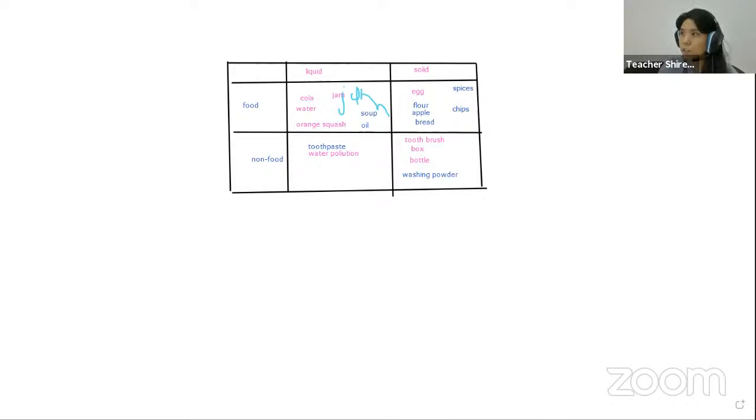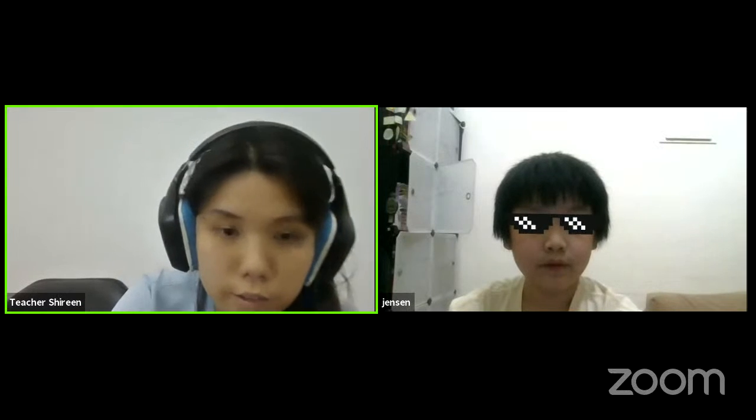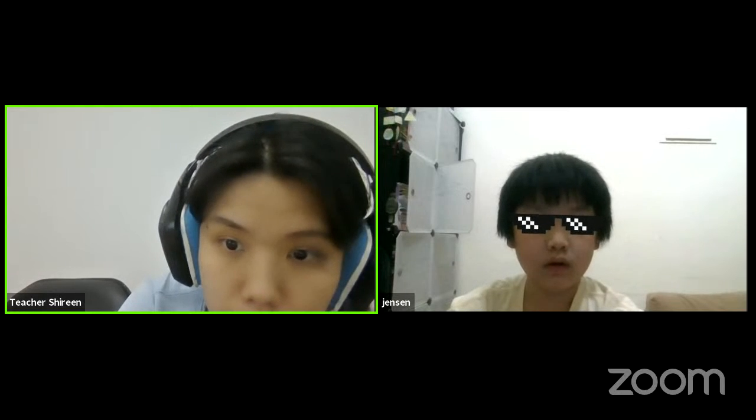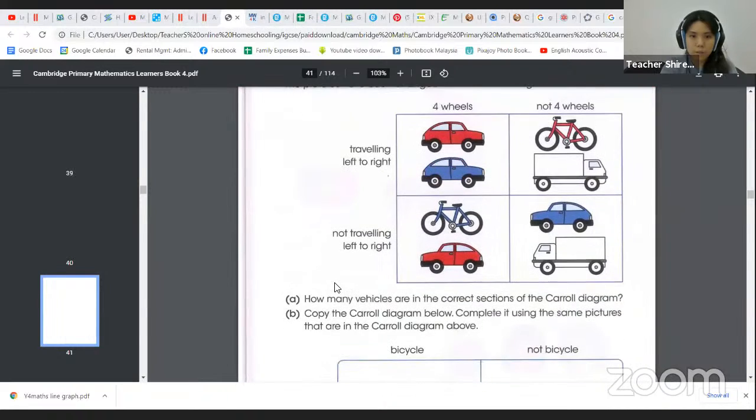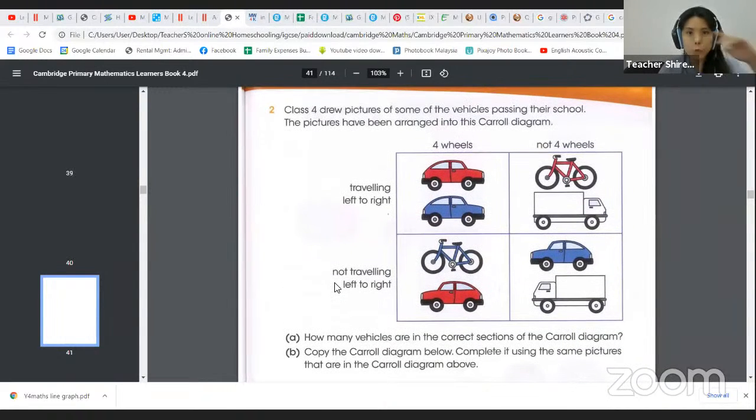Okay, let's move on, all right? Next, continue. One. Okay. Class 4 drew a picture of some vehicles passing by their school. The pictures have been arranged in a Carroll diagram. So how many vehicles are in the correct section? Okay. So those which are correct, can you circle them?